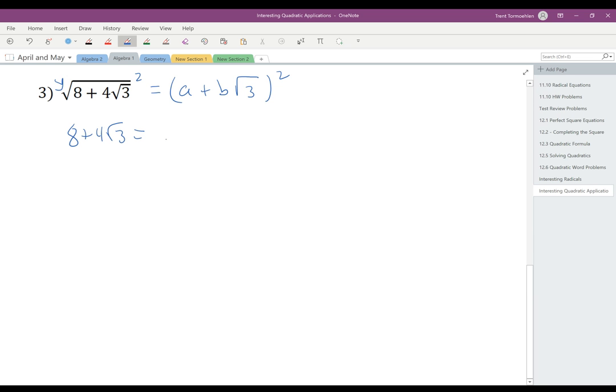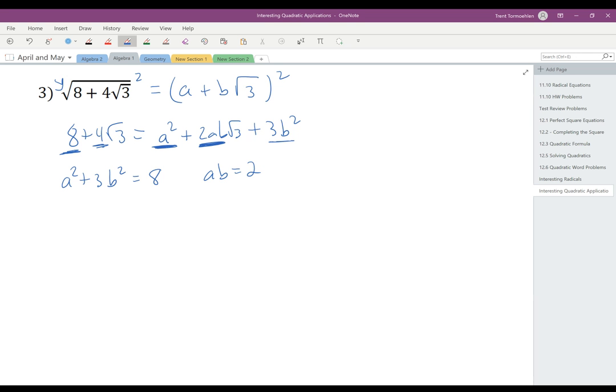This, when I multiply it out, gives me a squared plus 2ab root 3 plus 3b squared. So that gives me a squared plus 3b squared equals 8, and ab equals 2. Because 2ab has to equal the 4 part, and the way that we're going to get the 8 part is by adding these two together, because neither one of these, assuming that a is not a binomial radical, is going to give you a radical 3. So the 2ab root 3 is the only place you can get the radical 3 from.